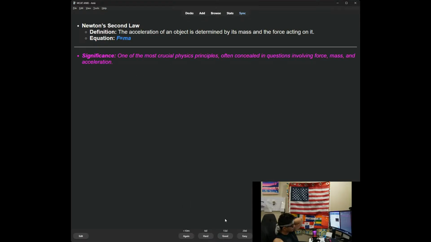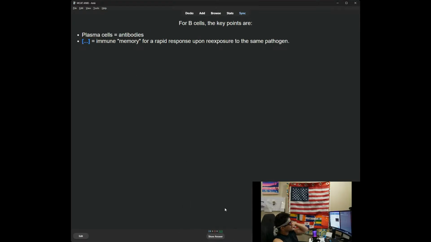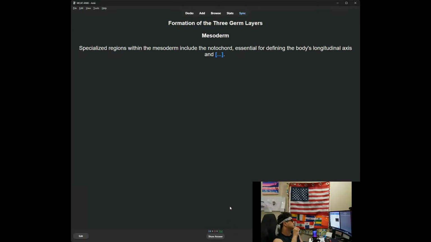F equals M times A. For B cells, the key points are under B cells. And development of the nervous system.